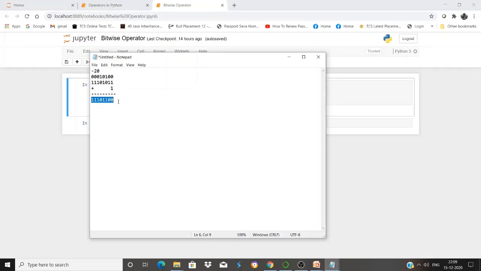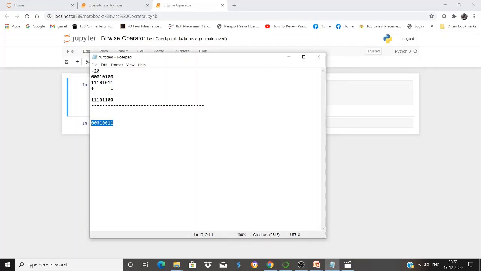Now what is the next step? The next step is to apply the bitwise complement operator on this binary input. So we have completed our first step, so let's draw a line here, and from here we start our next step. When we apply the bitwise complement operator on this binary number, what happens? The bits get flipped, right? So it becomes 0 0 0 1 0 0 1 1. So this is our binary output.